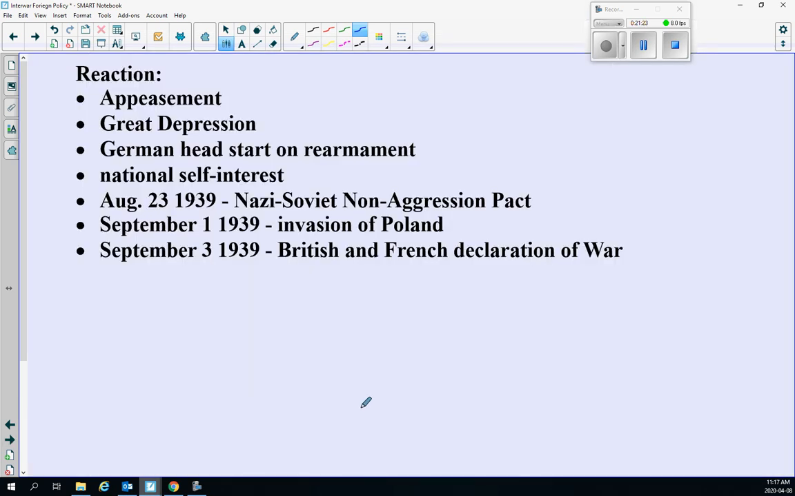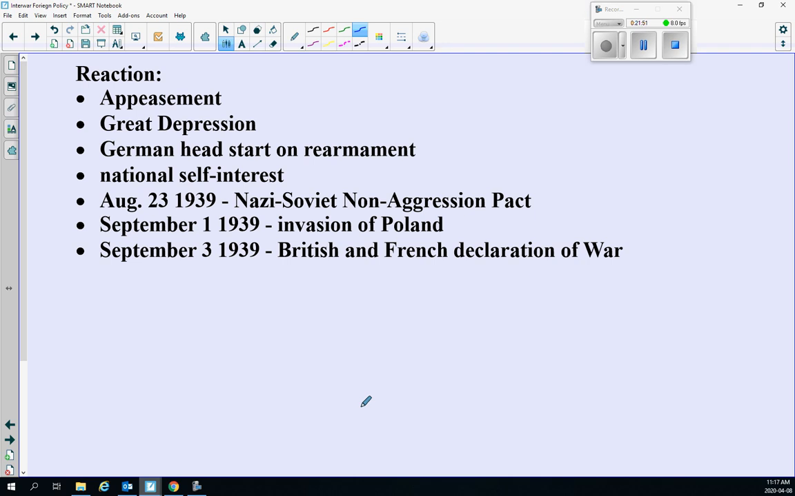Reaction, well, we already talked about it. By and large, German aggression early on was met with appeasement. And again, it's tough to be too hard on the British and the French for appeasing. They didn't want a repeat of World War One. No one really did. We've already talked about the horror and the cost of that. So no one was in a big rush to go into another war. So by and large, they let it go.